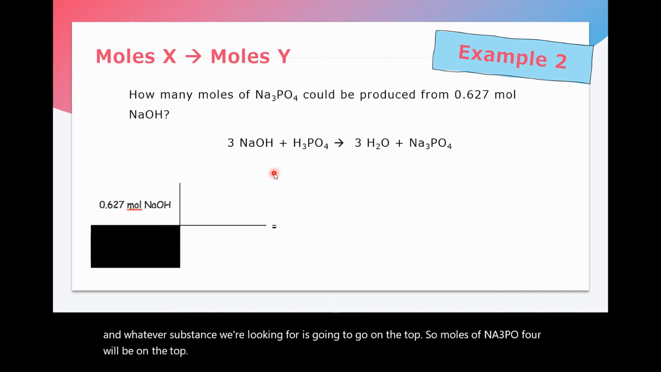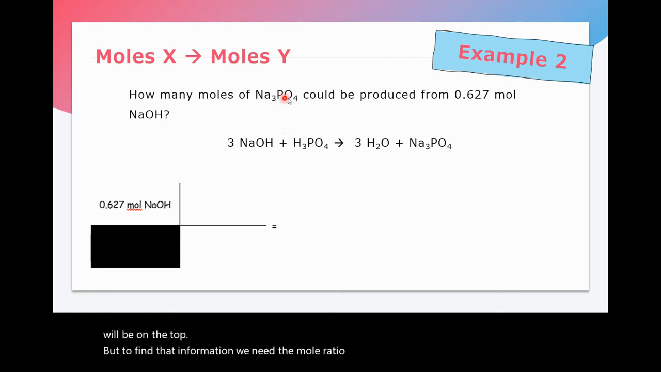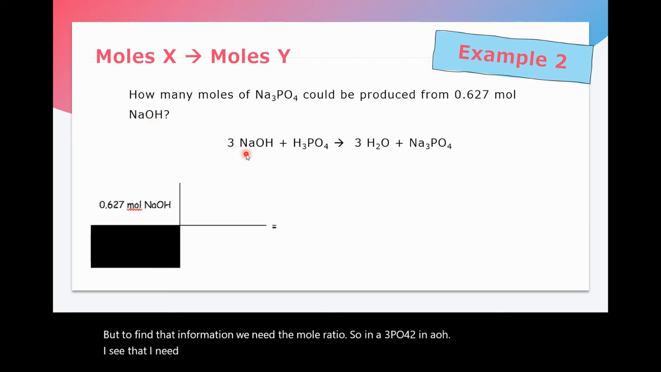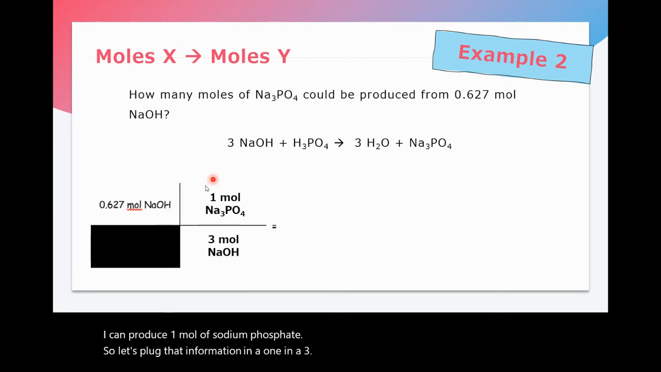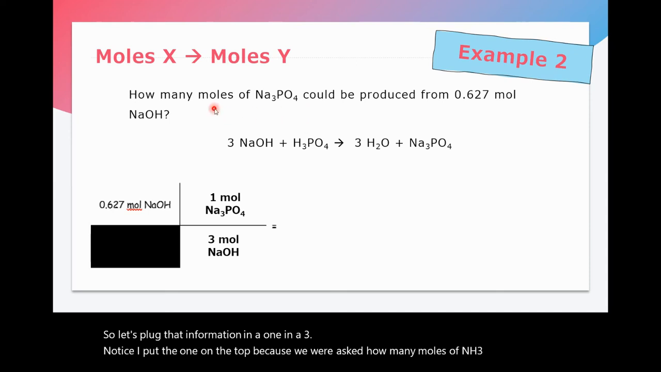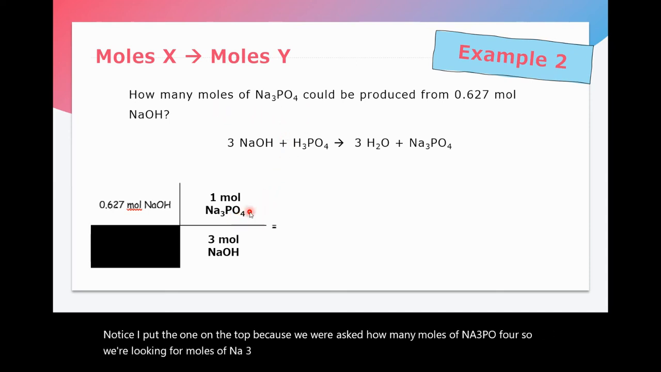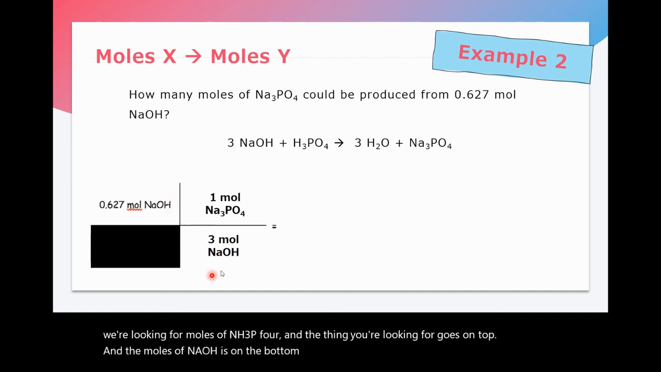But to find that information, we need the mole ratio. So Na3PO4 to NaOH. I see that I need 3 moles of NaOH and 1 mole of Na3PO4. So for every 3 moles of NaOH, I can produce 1 mole of sodium phosphate. So let's plug that information in, a 1 and a 3. Notice I put the 1 on the top because we were asked how many moles of Na3PO4. So we're looking for moles of Na3PO4, and the thing you're looking for goes on top. And the moles of NaOH is on the bottom because we want to cancel out the moles of NaOH.